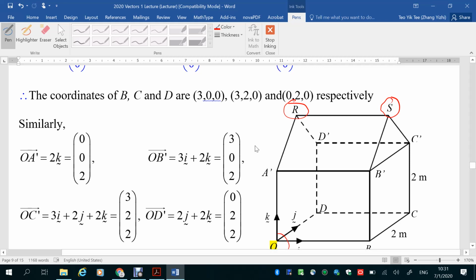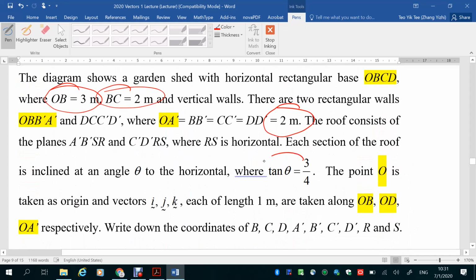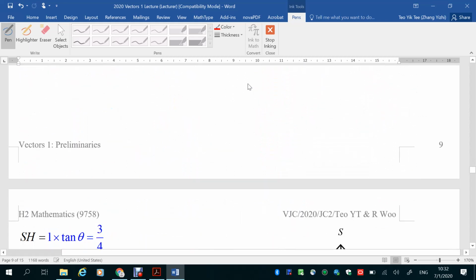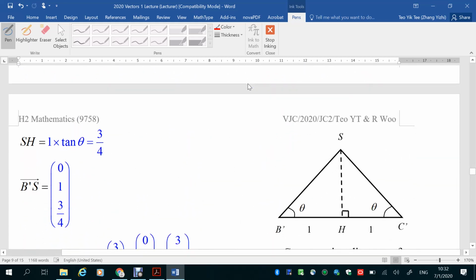Before I go into the secondary school skills, take note of this: the roof is inclined at an angle of theta to the horizontal, where tangent theta is 3/4. So your little bit of geometry and trigo has to come in. This is the cross section of the roof. This is 1 unit, this is 1 unit, this is angle theta. Can you find for me this length? If tangent theta is 3/4 and this one is 1 unit, can you give me this?